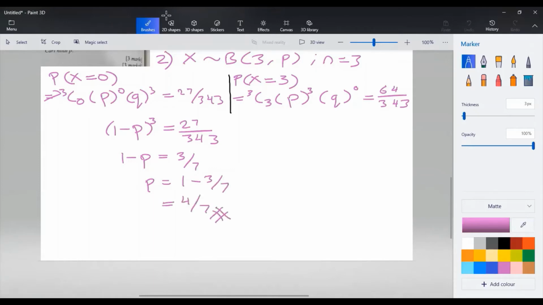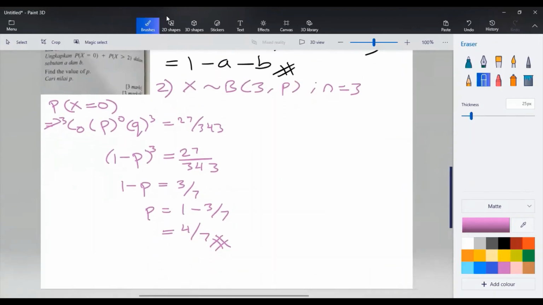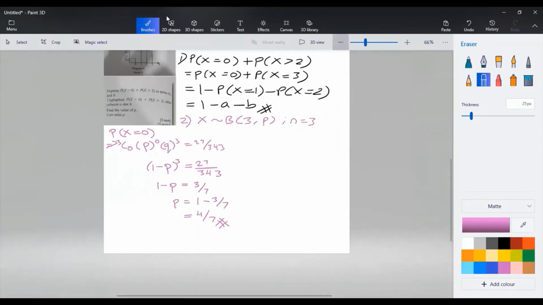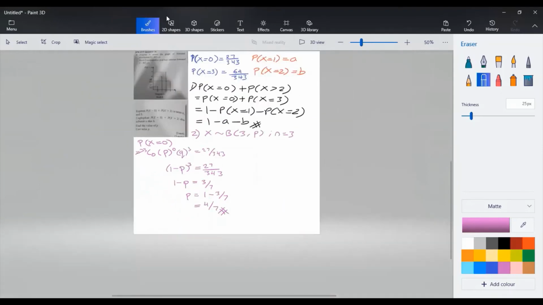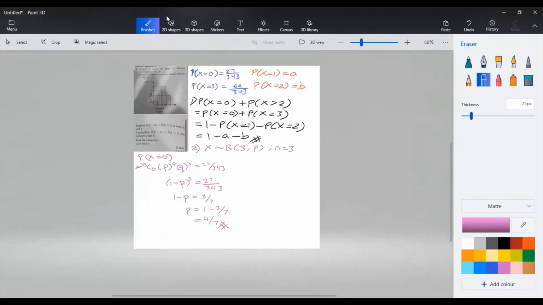Done. So we don't even need to do this. This part here is not even needed. So do you understand, I got my value of p here? Okay, so let me save this.